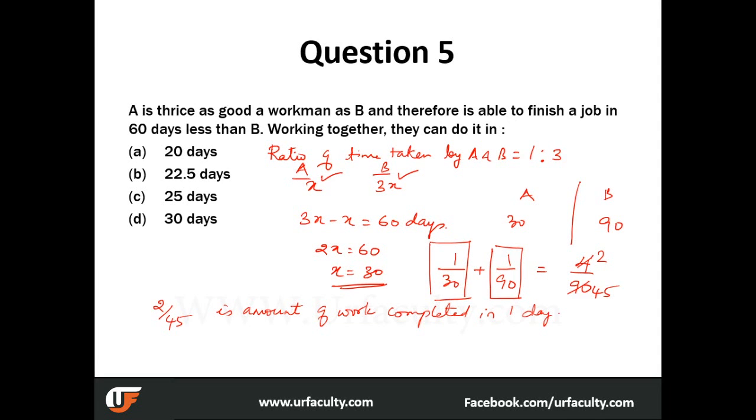So how long will it take to complete the entire task? Total time is 45 by 2. Isn't it as simple? You just need to take the reciprocal of this value. And what is 45 by 2? 22.5 days. So this could also be written as 22 1 by 2. We will see those kind of answers also. 22 2s are 44, 44 plus 1, 45. So 45 by 2.